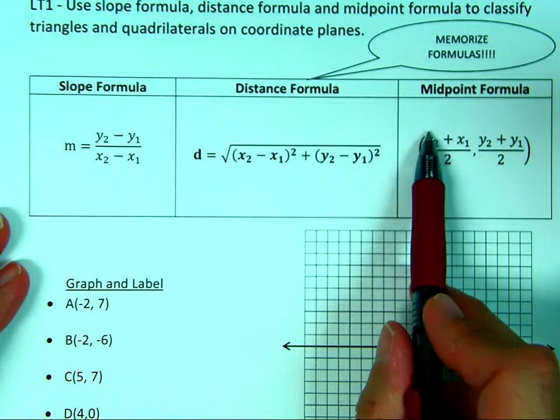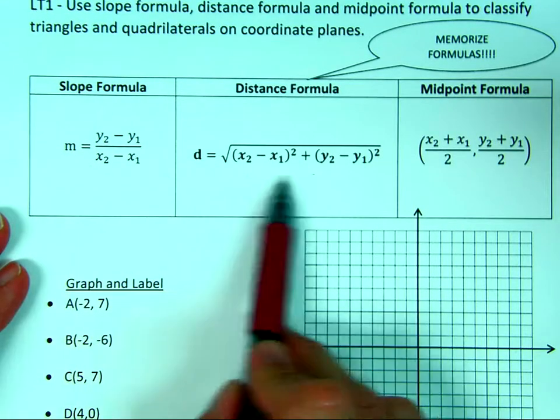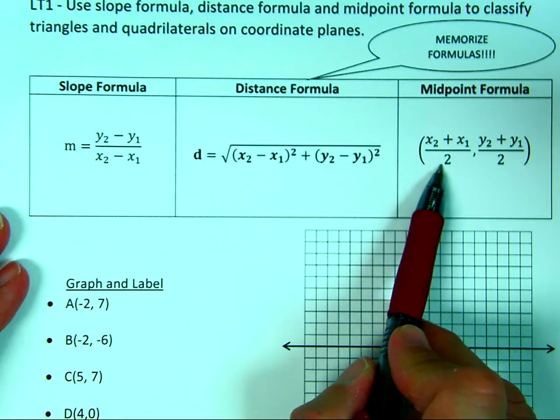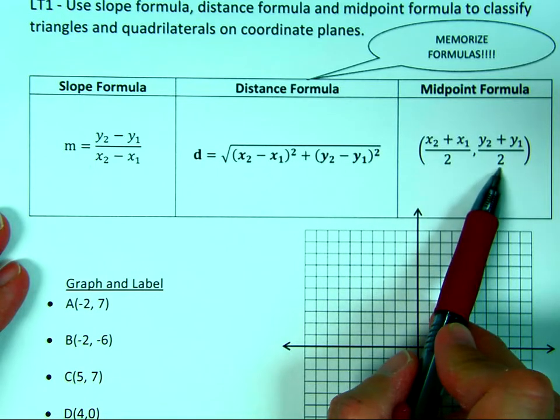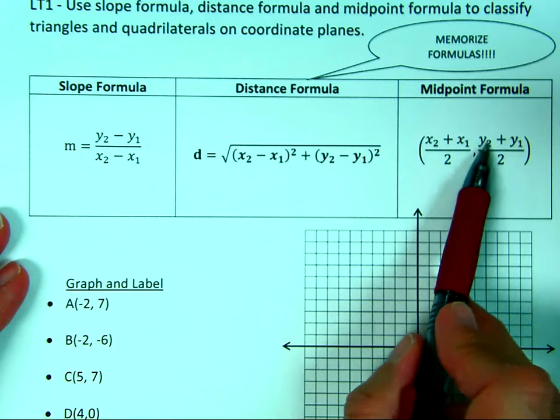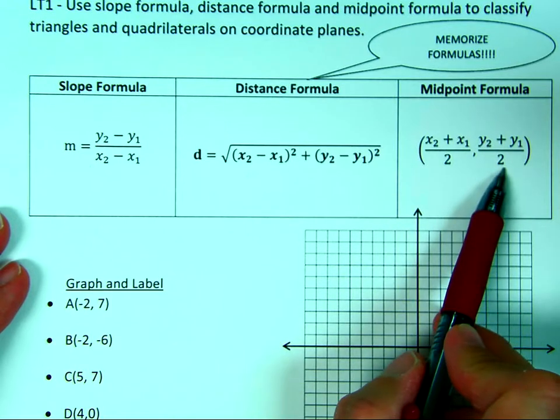Midpoint formula is a point. That's why it has parentheses. Notice, parentheses, comma in between. X is on the left always, y is on the right always. So you're taking the average of two x's, average of two y's, and that's how you find the midpoint.